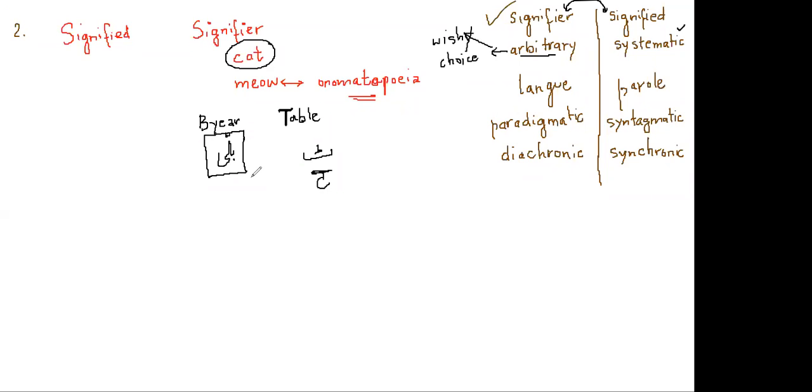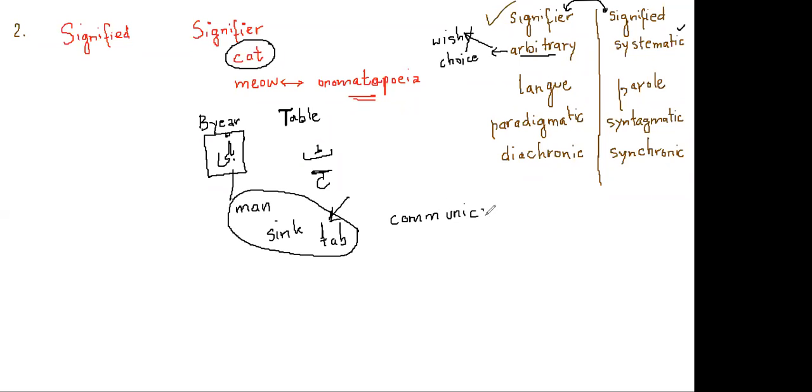If all the members of a society will say, I'll call it Billy, you will call it a man, I'll call it sink, you call it a tab. What will happen if language is not systematic and arbitrary like this? Communication will break down. So language is arbitrary, of course, but not completely arbitrary. Somewhere it's also systematic. Do you get my point?